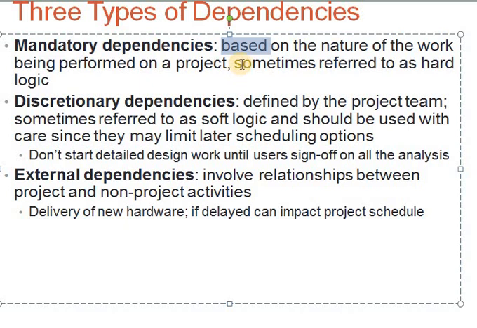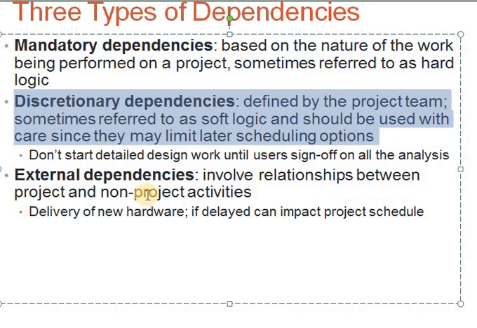Sometimes they are referred to as hard logic. Hard means you must consider these dependencies while performing a specific type of activity. So the next dependency is discretionary dependency. Basically, it is defined by the project team, sometimes referred to as soft logic, and should be used with care since they may limit the later scheduling options.